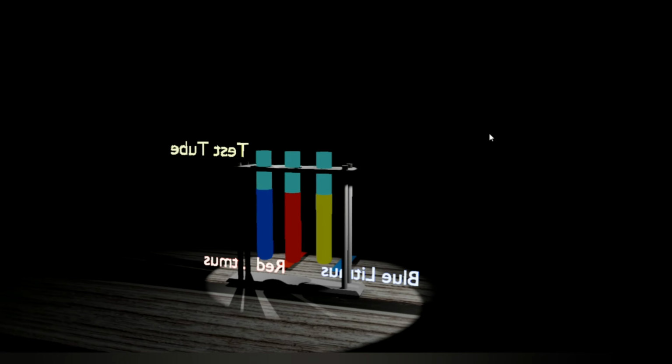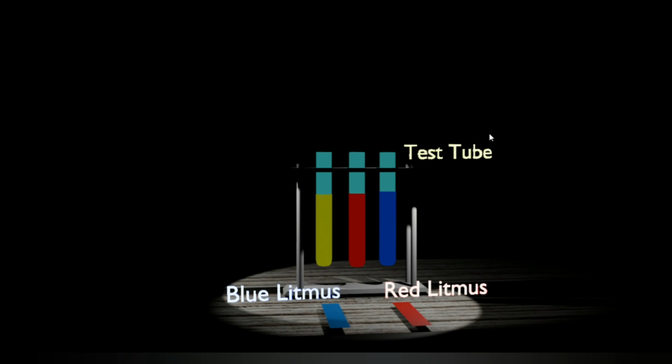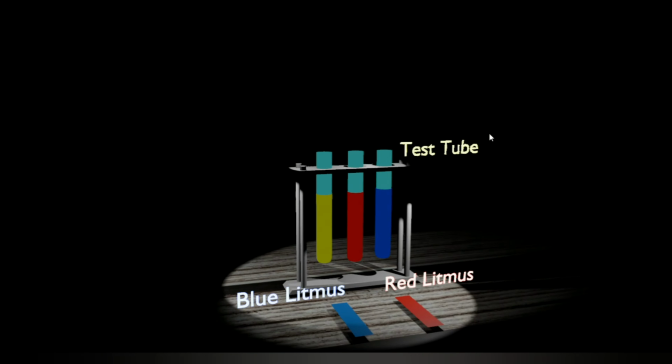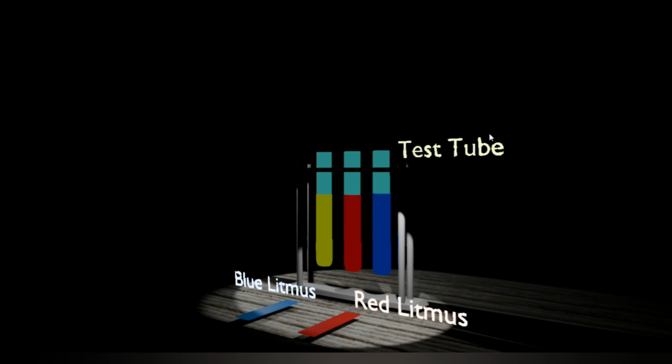So this should be the final render of my 3D model of the basic stuff present in a chemistry lab. And as you can see, blue litmus, red litmus, a test tube holder and a test tube.